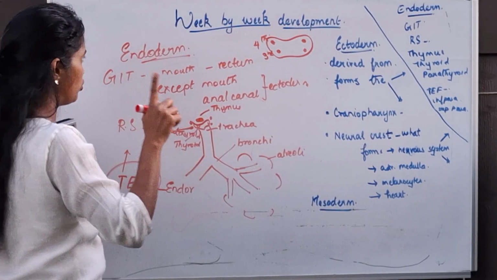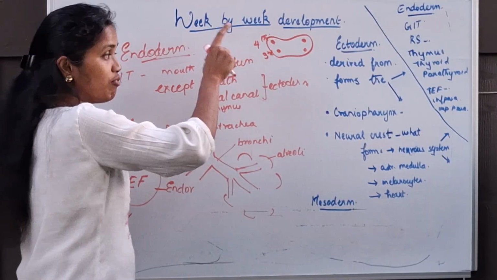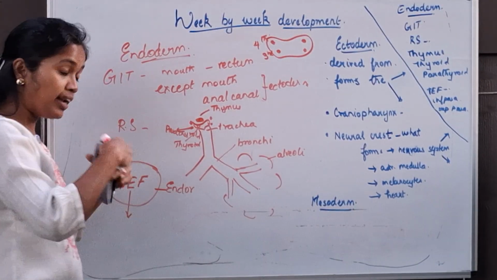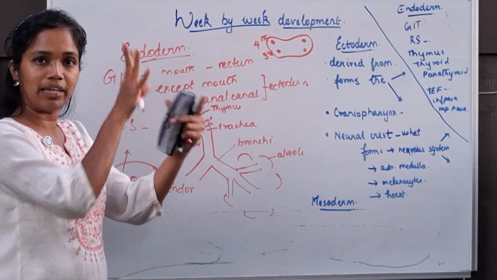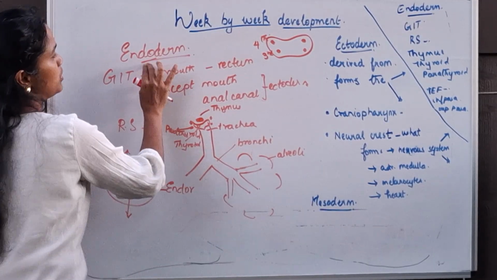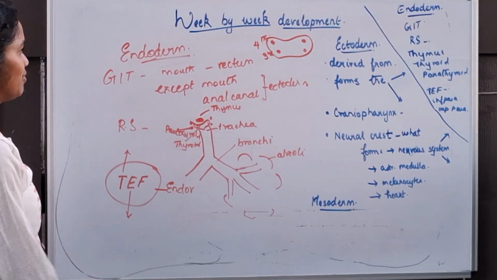I just want to tell you one more thing. In the GIT, which is formed from the endoderm, we have from the mouth to the rectum, right? In addition to it, the outpouchings, that is the liver, the pancreas, and the biliary system, are also derived from the GIT endoderm. So this is in brief about all the three derivatives.